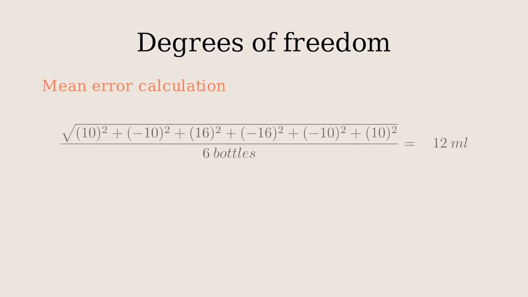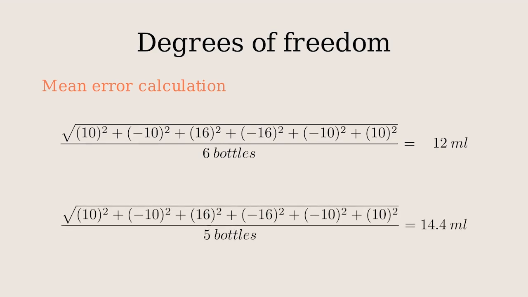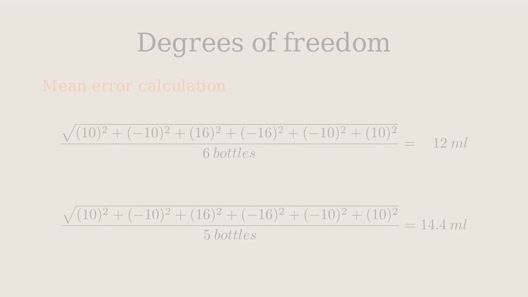Now, this safety margin is calculated using the concept of the degrees of freedom. In our initial calculations, we obtained the mean error by dividing the total absolute error by 6 bottles. Under the concept of the degrees of freedom, we divide the total absolute error by just 5 bottles. So instead of dividing the error by the number of observations, we divide it by the degrees of freedom, which is the number of observations minus 1, or in this case 5 bottles.